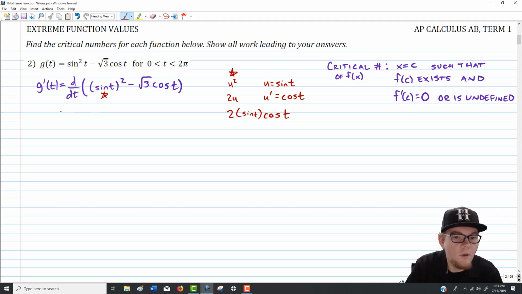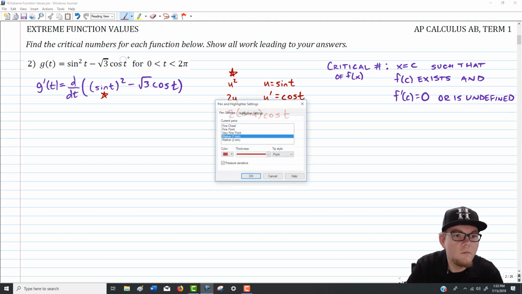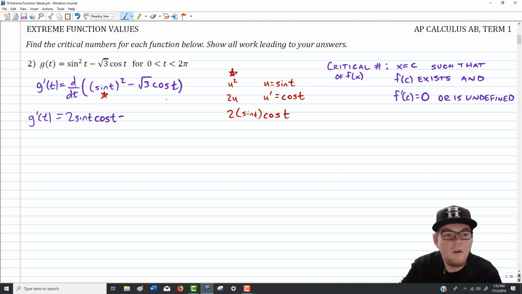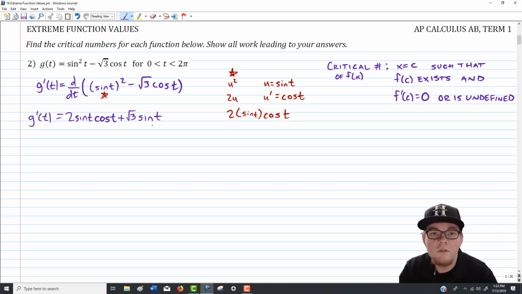So bringing that over here, we can calculate our derivative now that we found the derivative of sine squared. g prime of t is going to be equal to 2 sine of t cosine of t. And then over here we've got the derivative of minus root 3 cosine of t. That becomes minus a negative root 3 sine of t. So there is the derivative. That is the most important first step of finding a critical number, is we've got to have an accurate derivative.